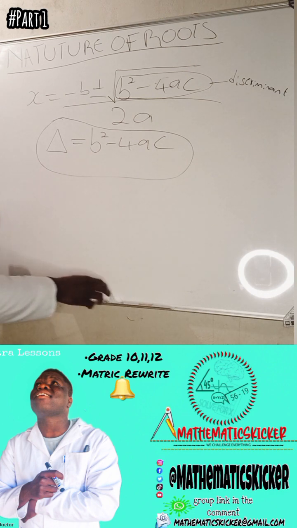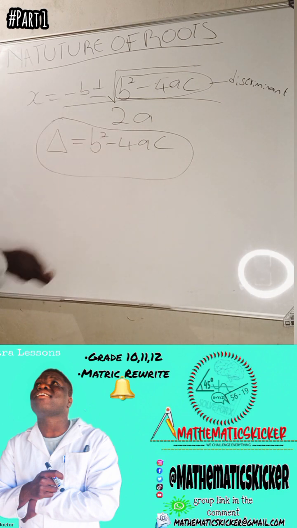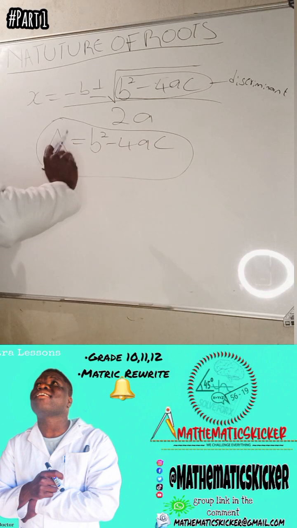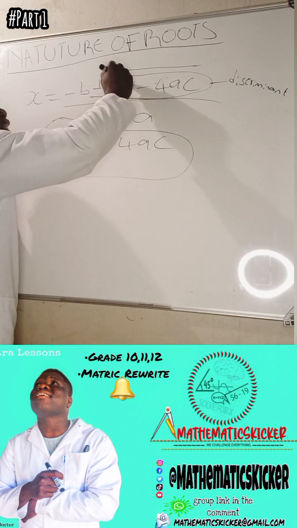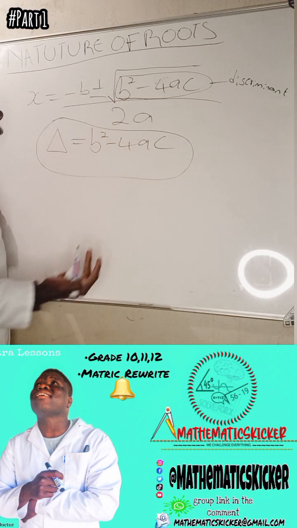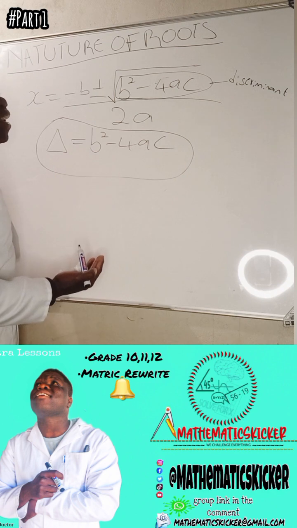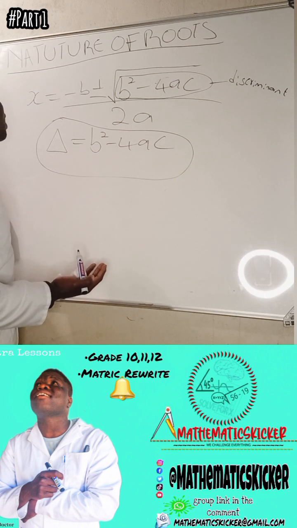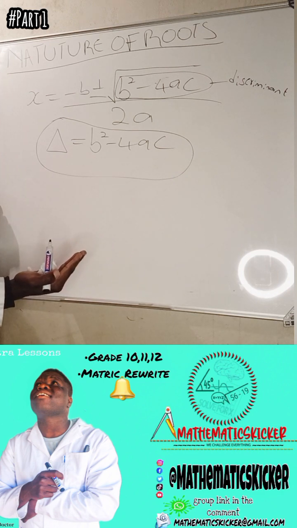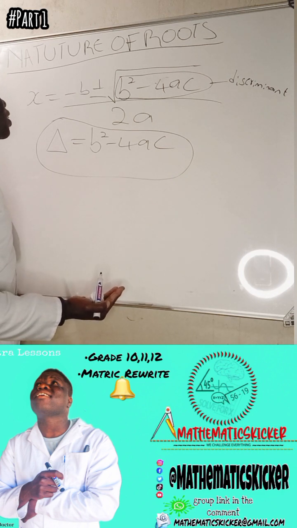Before we attempt to talk about the nature of roots, let's keep this in mind. How do we find the discriminant? We can find the discriminant inside the radical sign in the quadratic formula. Or we may not be given the quadratic formula, but an equation in the standard form of a quadratic equation, right?